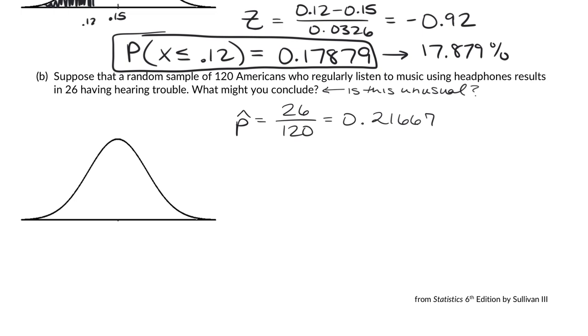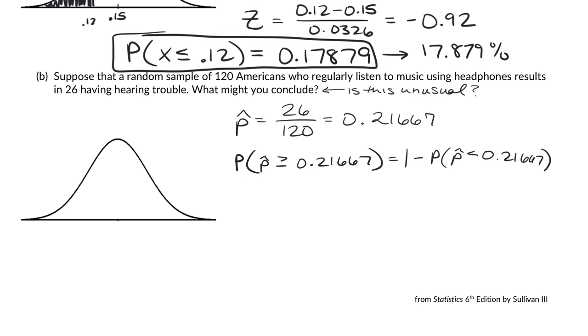We need to extend this and compare it to the population. So we're trying to see what is the probability that p hat would be larger than or equal to 0.21667. Now, I put greater than inside a probability, so what does that mean I'm actually going to compute? 1 minus the probability that p hat is less than 0.21667.